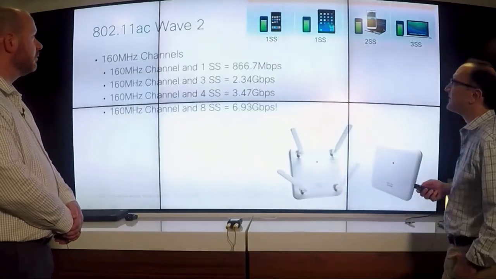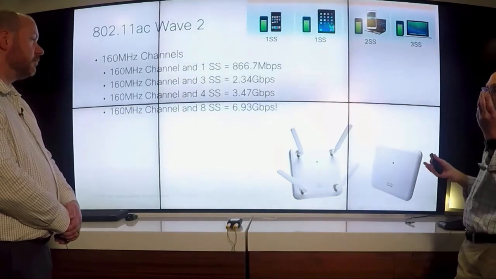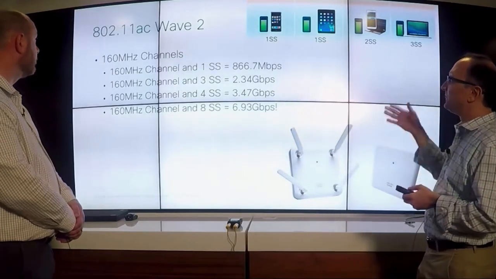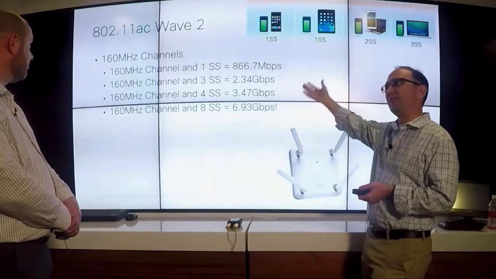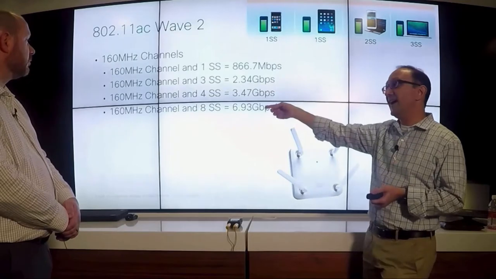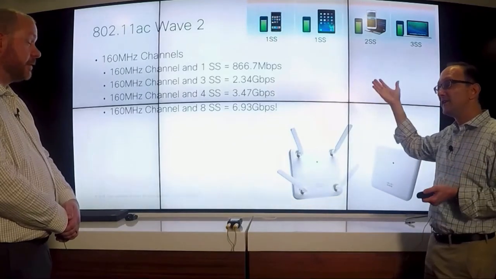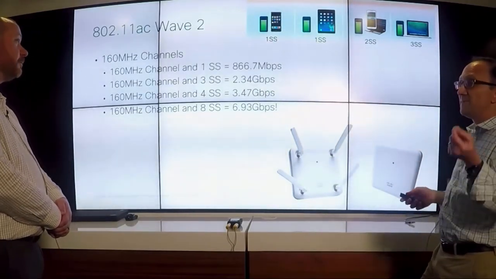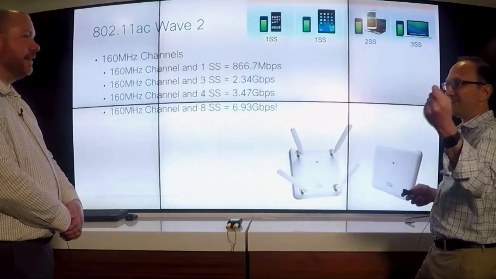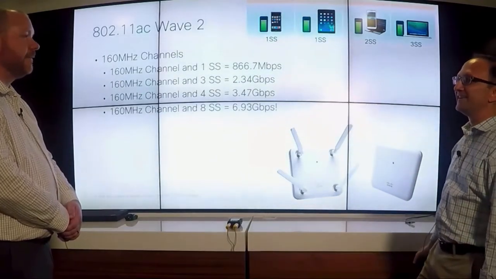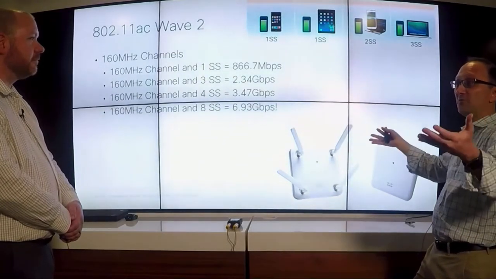Gotcha. Now, Wave 2 is what brought us our 160 meg channels, but again, pretty limited, which means it can be for pretty specialized use. But if I had an AP with 8 spatial streams and something else with 8 spatial streams that could talk to it, and a 160 megahertz channel, that's approaching 10 gig wireless, right? That's some pretty cool stuff. It's pretty impressive when you think that we were starting with 1 megabit for 802.11, not even 11B. We've come a long way, and at a faster rate, in some ways, than wired Ethernet, if you think of the length of time.